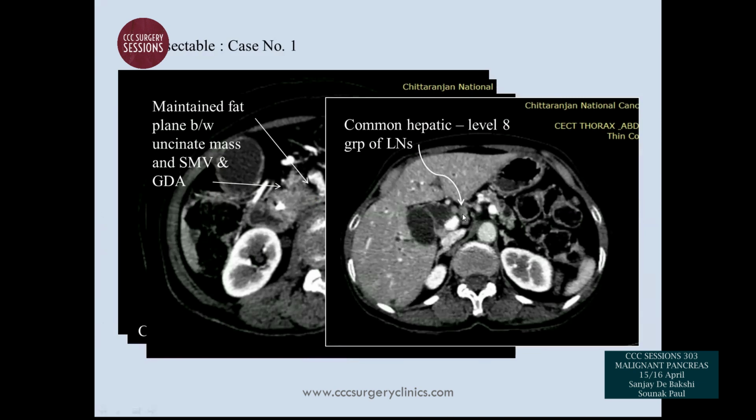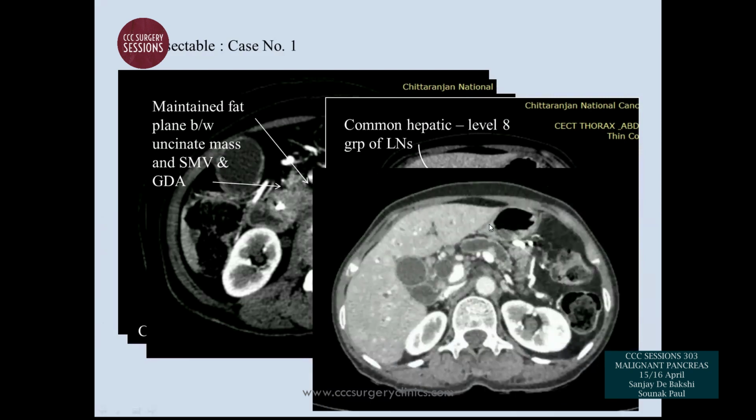And there are a few regional lymph nodes along the common hepatic artery, the level 8 lymph nodes. This is an ancillary image showing the classic double duct sign. We have a dilated common bile duct and a dilated main pancreatic duct. Here the pancreatic parenchyma is thinned out, and with respect to the amount of dilatation of the pancreatic duct, there is far more loss of pancreatic parenchyma, which we define as asymmetric pancreatic parenchymal atrophy, a secondary marker of an underlying pancreatic malignancy.